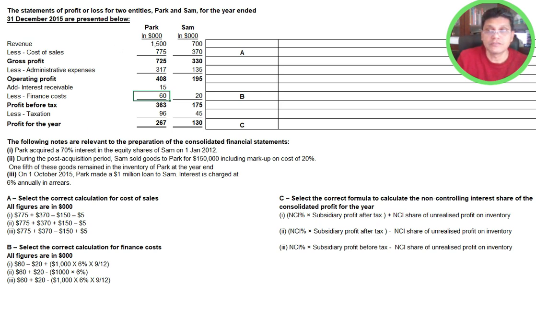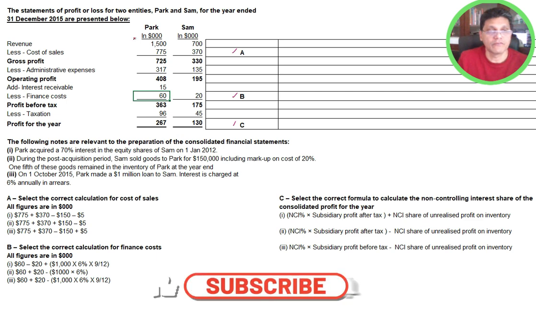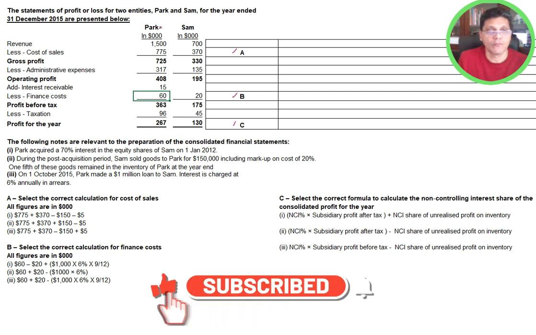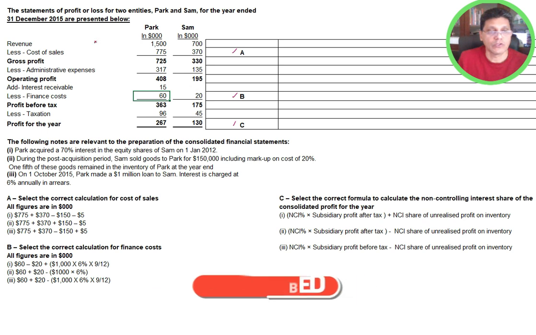Let's go through this particular question and try to answer the following three questions A, B and C. What we need to do is prepare the given set of financials for Park and Sam. This is in relation to consolidated financial statements, so you need to prepare the income statement.